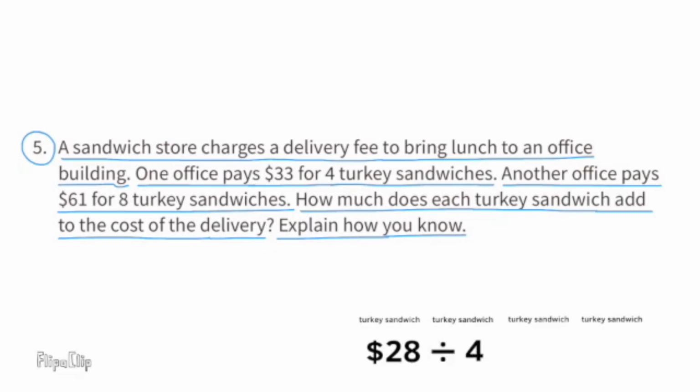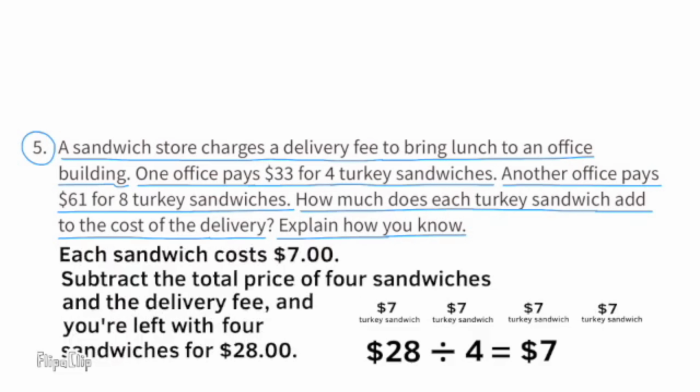28 divided by 4 equals 7. The price of each sandwich is $7. Each sandwich costs $7. Subtract the total price of 4 sandwiches and the delivery fee, and you're left with 4 sandwiches for $28. And $28 divided by 4 sandwiches is $7 per sandwich.